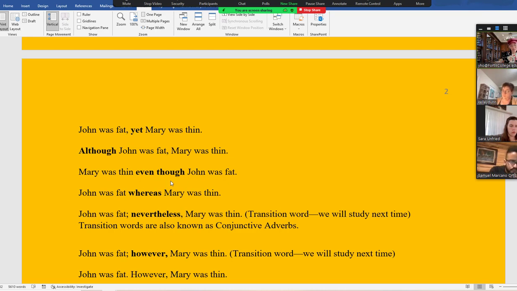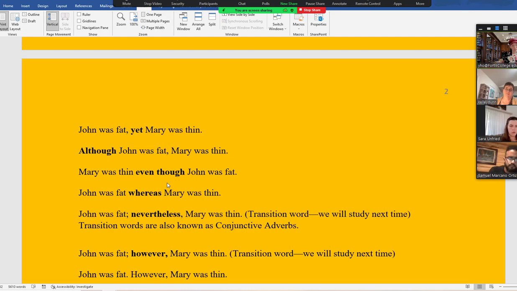Is this a simple, compound, or complex sentence, Kelly? Compound? No, it's not a compound sentence. Sorry. Is it complex then? It's a complex sentence. Why is it a complex sentence? I guess from the even though? Yeah. So what does the even though do to the sentence, John was fat? It's comparing... Yeah, but what is it? How does it change the sentence? John was fat. Sarah mentioned it earlier, with although.